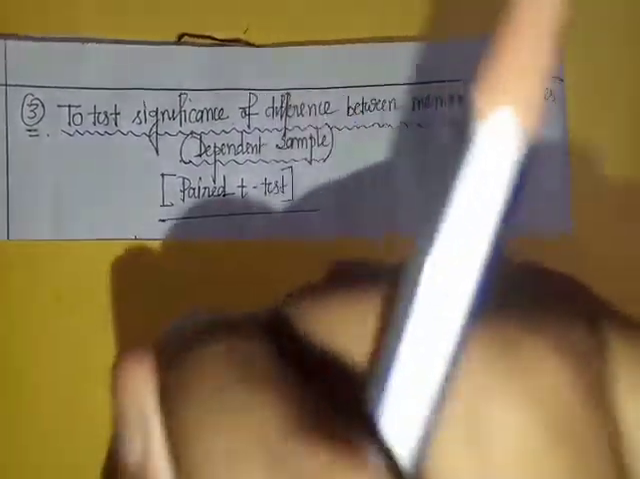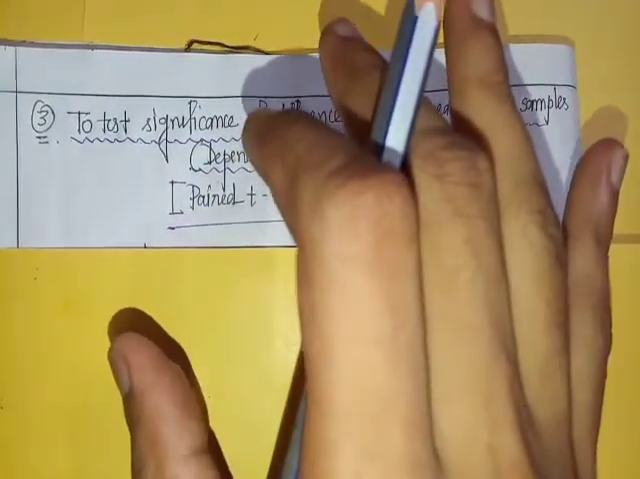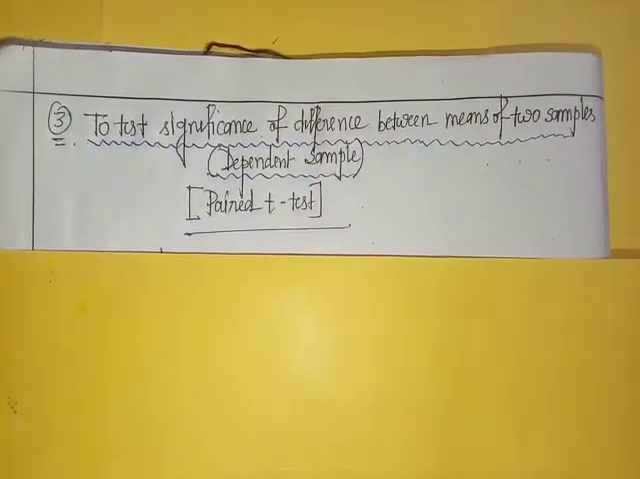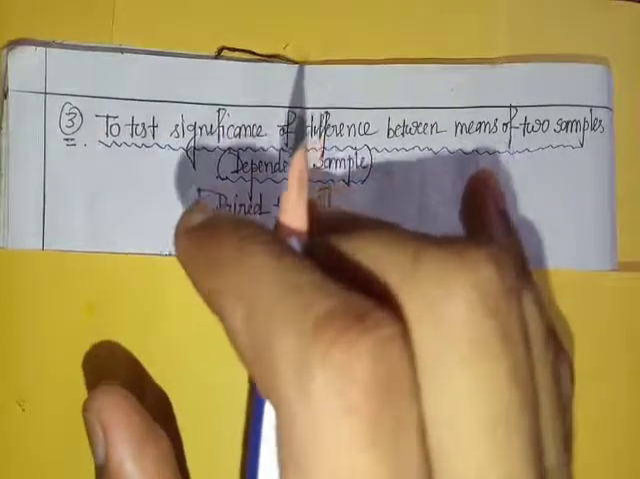For example, dependent sample: car selling of 5 companies before advertisement and after advertisement. Here the sample size is the same, but the data are different. Another example, IQ test of 10 students before training and after training. Here the sample size is the same, equal to 10, but the data are different.